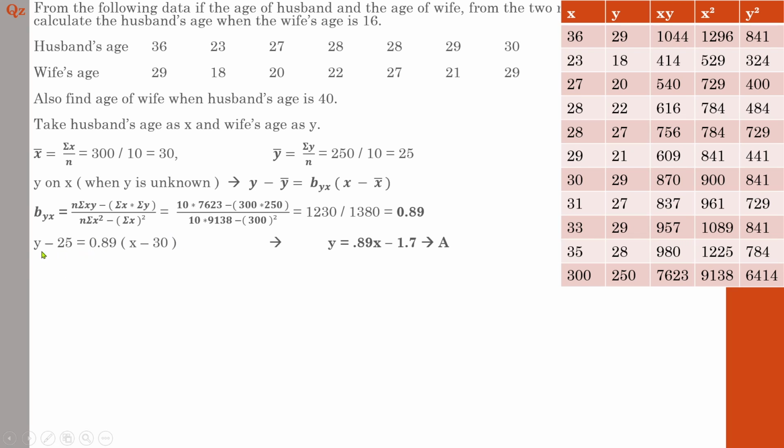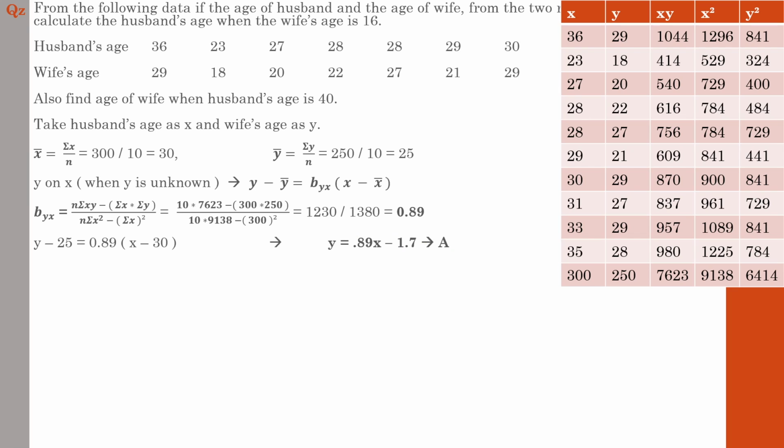We can make some sort of alterations. Now we will get a new equation, y equal to 0.89x minus 1.7. So this is the first regression equation where y is unknown. So you will be using these equations for those situations where the value of y is unknown and you might be knowing the value of x. So let it be equation 1. See, let it be equation A or 1, depends.